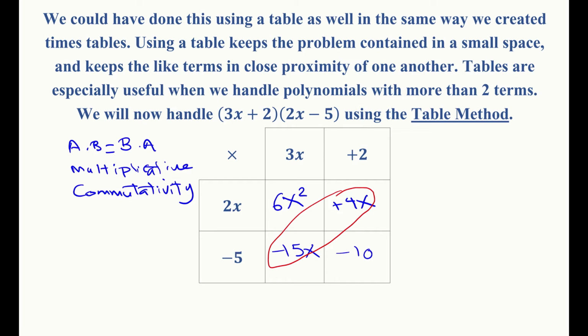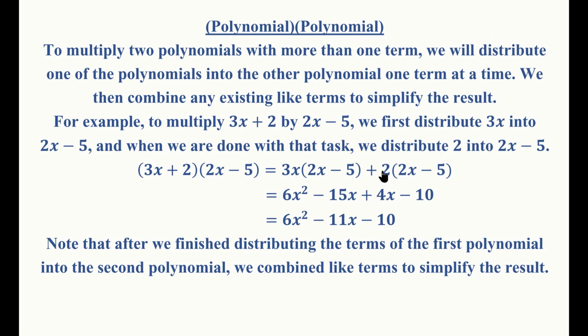So we end up once again with 6x squared minus 11x minus 10, which is of course the same result we got on the previous page, if you recall. Let's take a look. So doing it in this manner horizontally, we ended up with the same result.